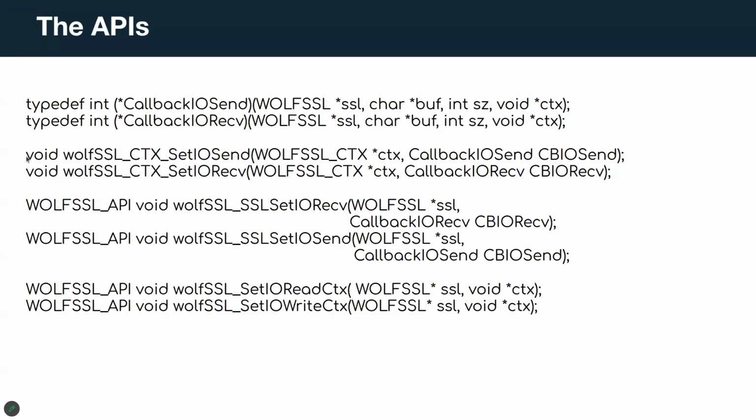If you look at the first two lines right there that I was specifying, the second set of lines here set the IO send and receive callbacks. This is not very different from the next two lines here. The first two lines set it as a context, so that's when you have a wolfSSL context. But you can also set them once you've created the wolfSSL struct using the wolfSSL_new API. And finally, if you are using the context, you can set the context via these final two APIs.